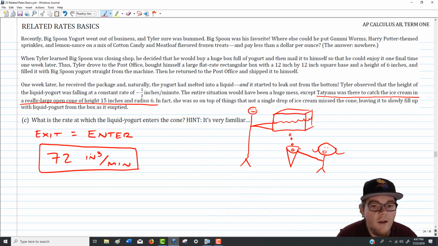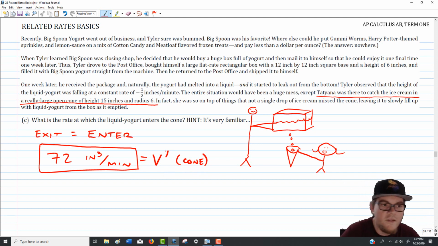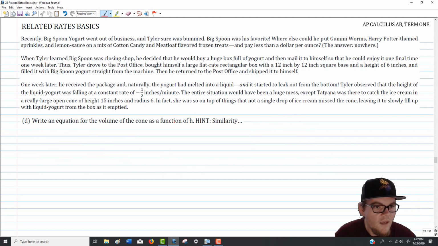So with that in place, we now know the rate of change of the volume for the cone. So can't get that confused with the V prime from earlier, but we now know V prime for this cone. So let's take that into account. Next asks us to write an equation for the volume of a cone as a function of h. So they're moving us towards the cone world.